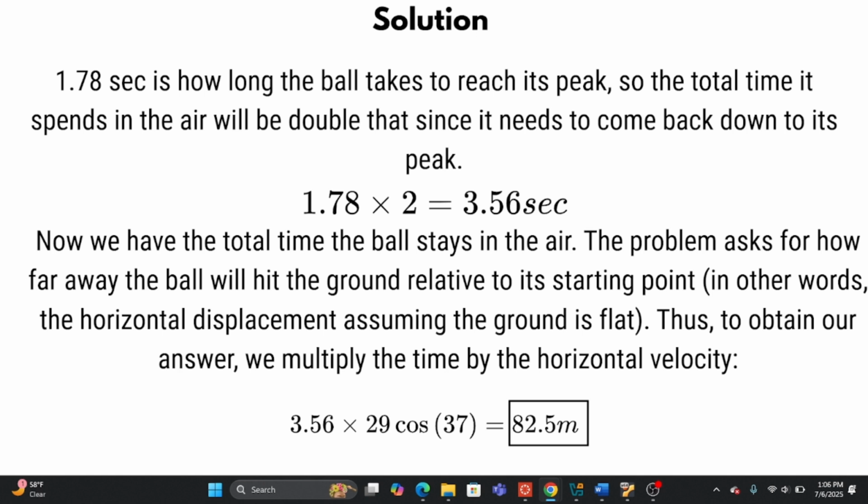Now we have the total amount of time the ball stays in the air. And the problem asks for how far away the ball hit the ground relative to its starting point, or in other words, the horizontal displacement, assuming the ground is flat. Thus, to get our answer, we just multiply the time we got by the horizontal velocity, which was 29 cosine 37. And we end up getting the displacement as 82.5 meters.